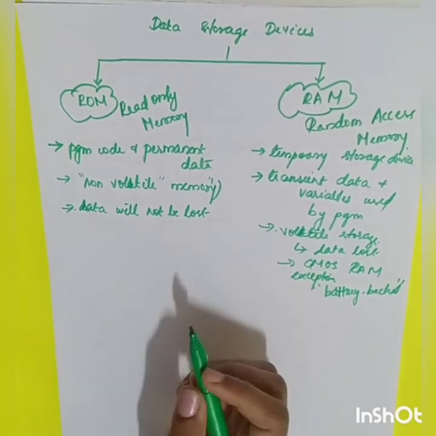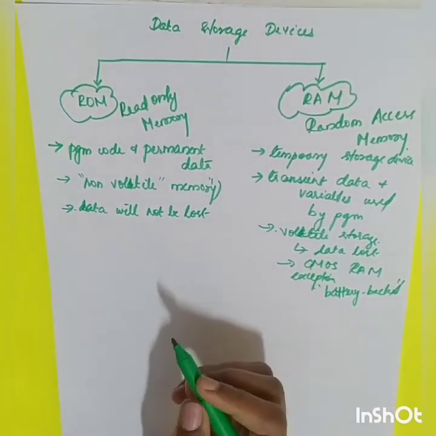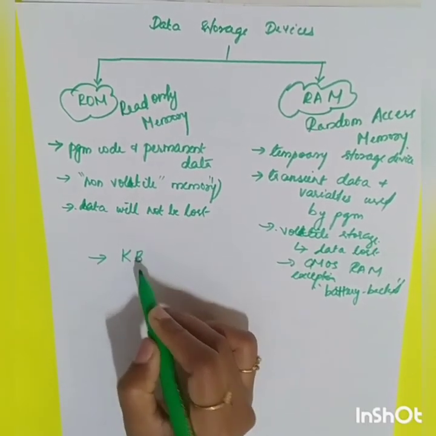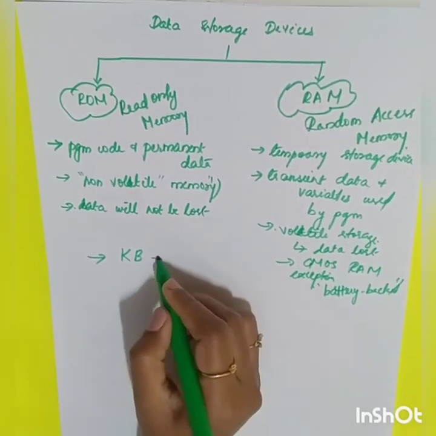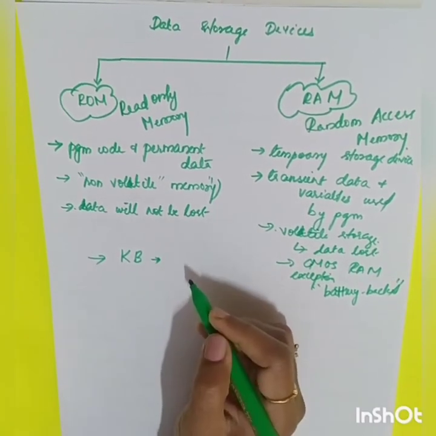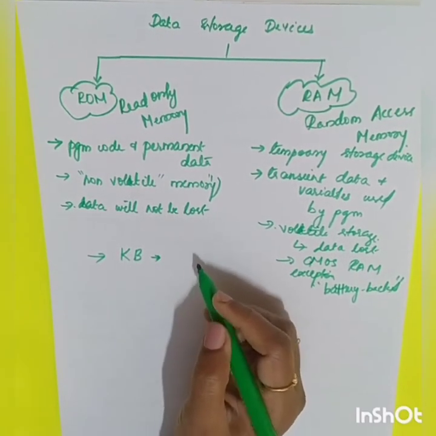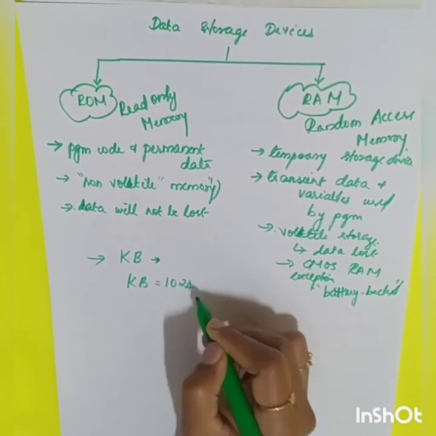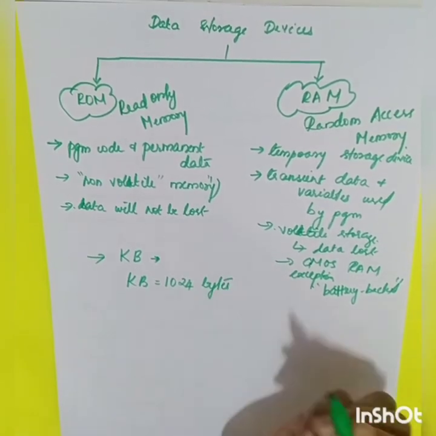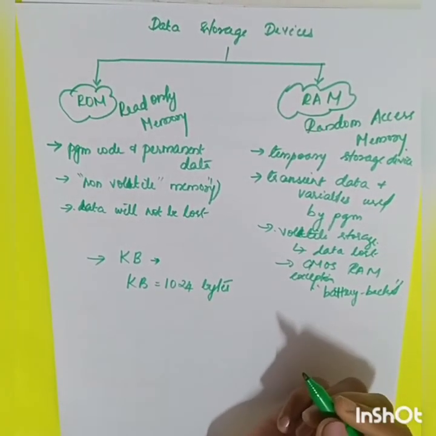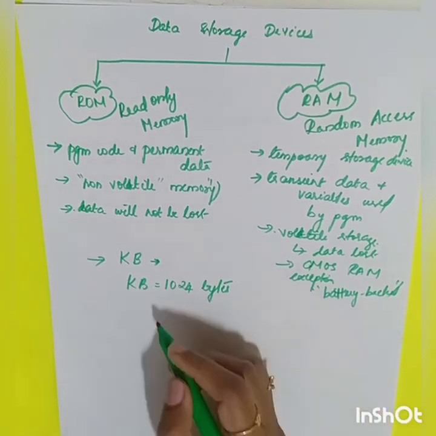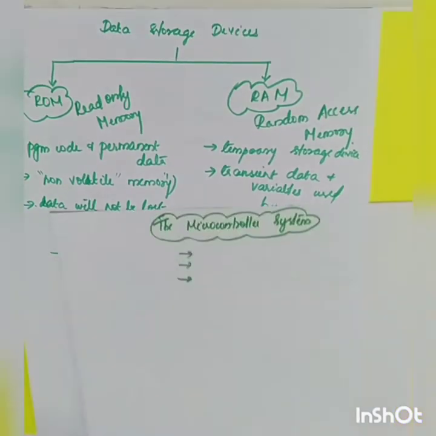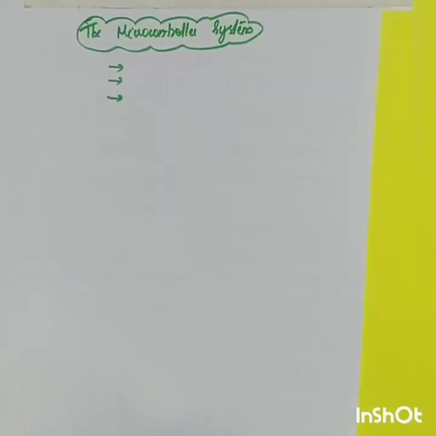And normally the amount of storage of a memory device is given in terms of KB, kilobytes, right? So what is a kilobyte? As the name indicates, we think that it is 1000. So 1 kilobyte is equal to 1024 bytes. Okay, so it is not 1000, it is 1024 bytes, because the nearest 2 power 10 value is equal to 1024. So the next topic is your microcontroller system.